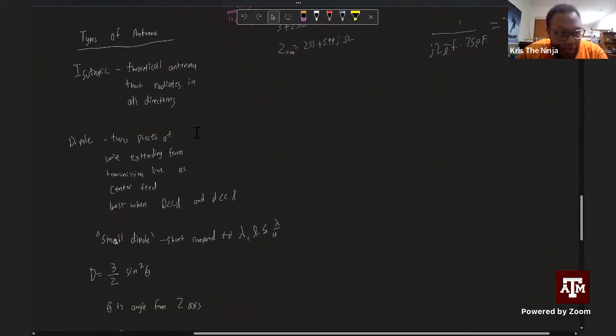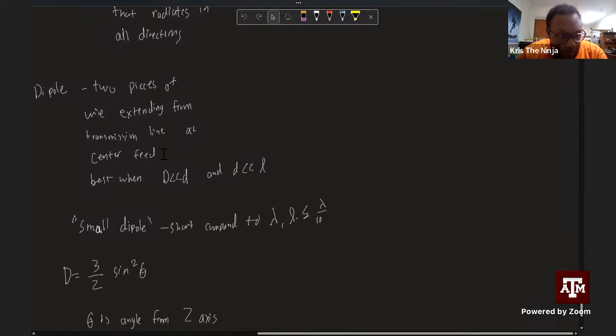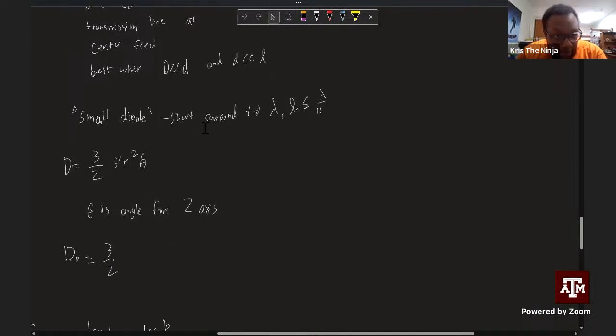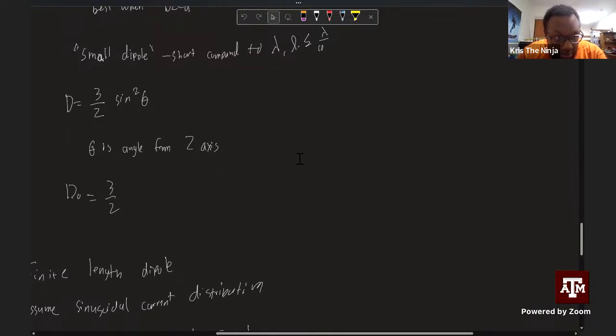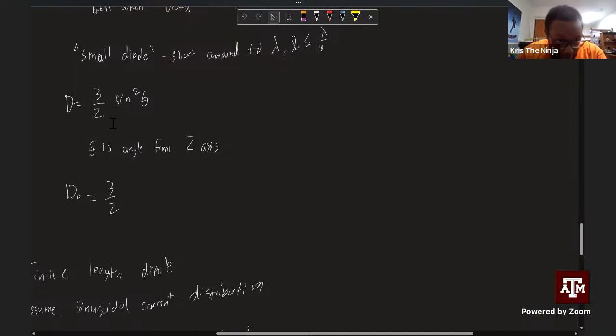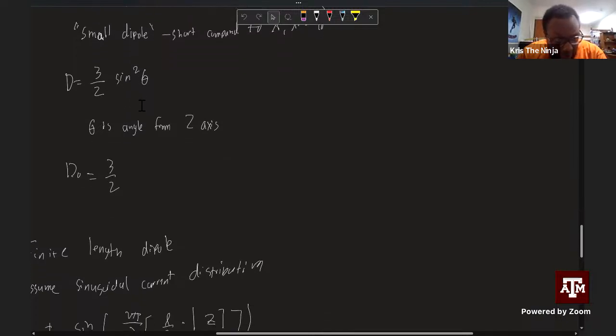So there's types of antennas. Isotropic, this is theoretical. Dipole, this is the most common. It uses two poles, pieces of wire extending from the transmission line at the center feed. Best when these dimensions are followed. A small dipole is short compared to lambda: L is less than lambda over 10, like the length is less than lambda over 10. D is 3 over 2 sine squared theta.